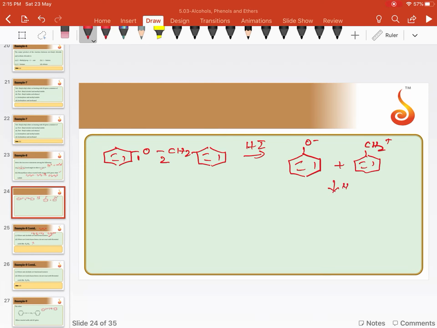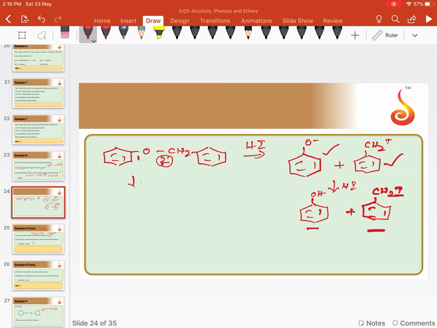This reacts with hydrogen iodide to form phenol and benzyl iodide. This is one option. When bond number 2 is cleaved, I will get phenol and benzyl iodide. If you look at the intermediates here, benzyl carbocation is stable. Phenoxide ion also is stable. Both are stabilized by resonance. So we will get these two products if bond number 2 is cleaved.